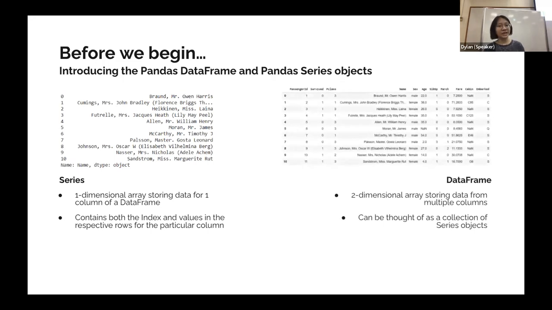And then you also have a data frame, which is essentially a collection of series put together. It is like a two-dimensional array that stores data from multiple columns. It is also displayed in a pretty way. So when you view it on your Google Colab, a data frame will look more squarish and more stylized for your reference.